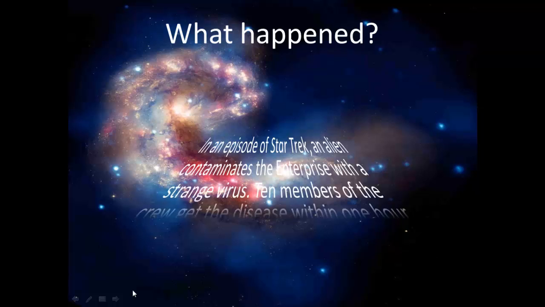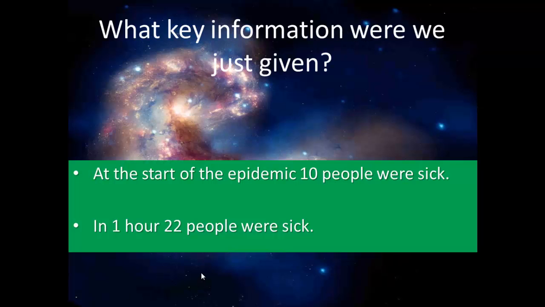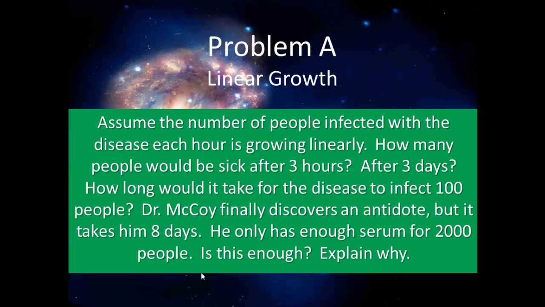So what happened? In an episode of Star Trek, an alien contaminates the Enterprise with a strange virus. 10 members of the crew get the disease within 1 hour, and 1 hour later, a total of 22 crew members have been infected. So, what key information were we just given? At the start of the epidemic, 10 people were sick. And then within 1 hour, 22 people were sick.